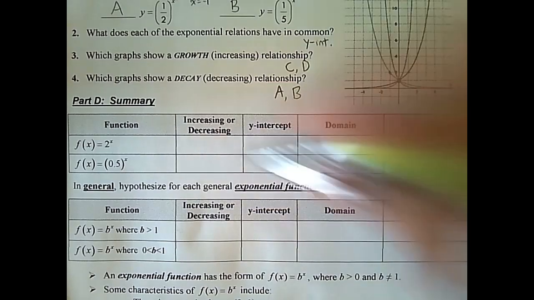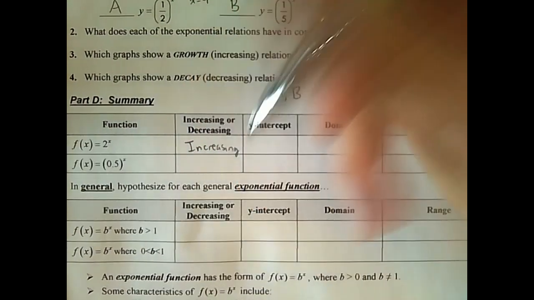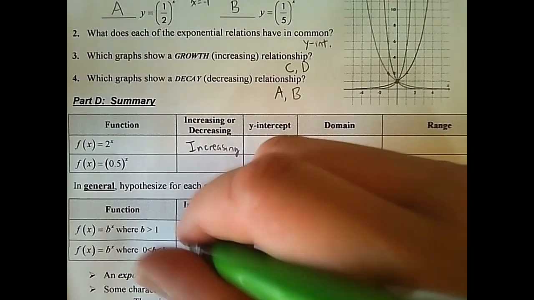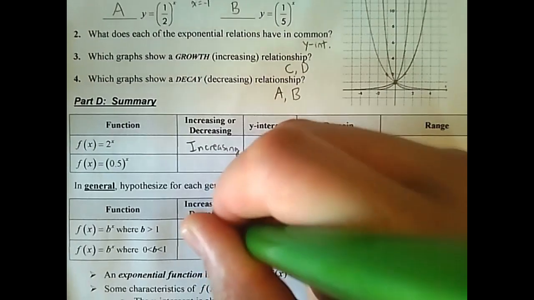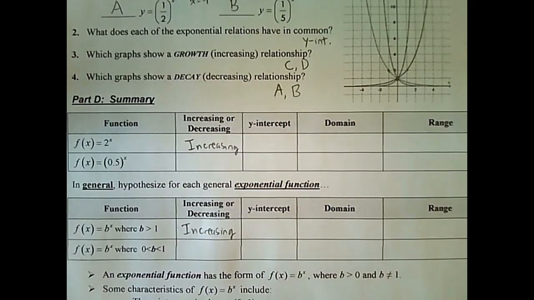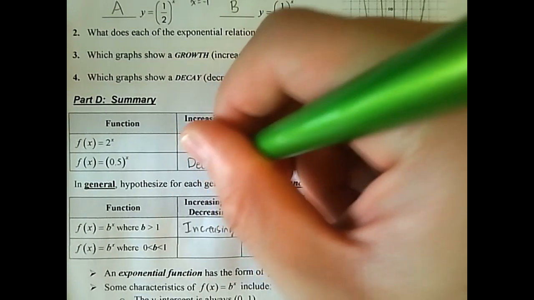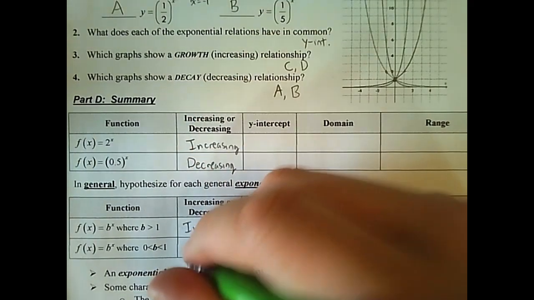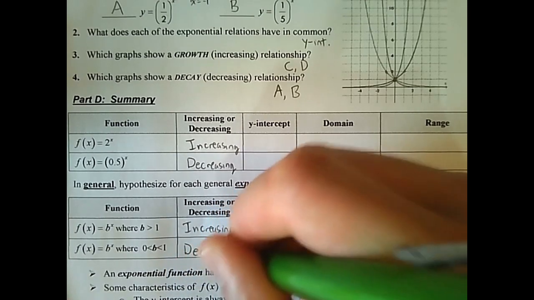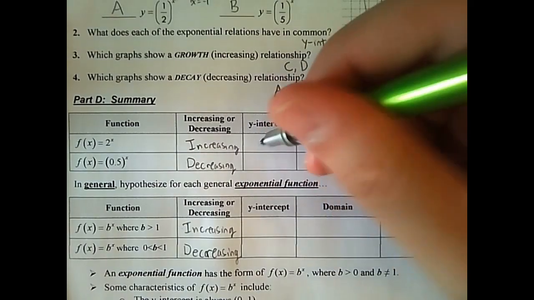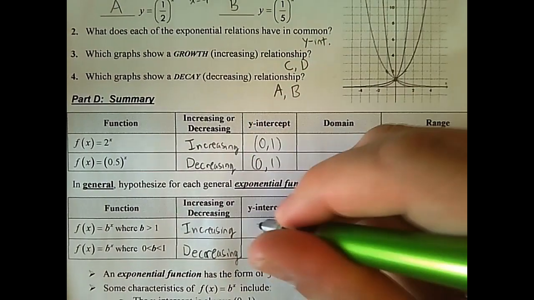Now to summarize all of these things, we can say when f(x) is equal to 2 to the power of x, we have an increasing function. And this also applies to all exponential functions. So when b is greater than 1, we always have an increasing function. And when it's a fraction, in this case 0.5 like we did, it is a decreasing function. The y-intercept all the time, no matter what, is (0, 1).